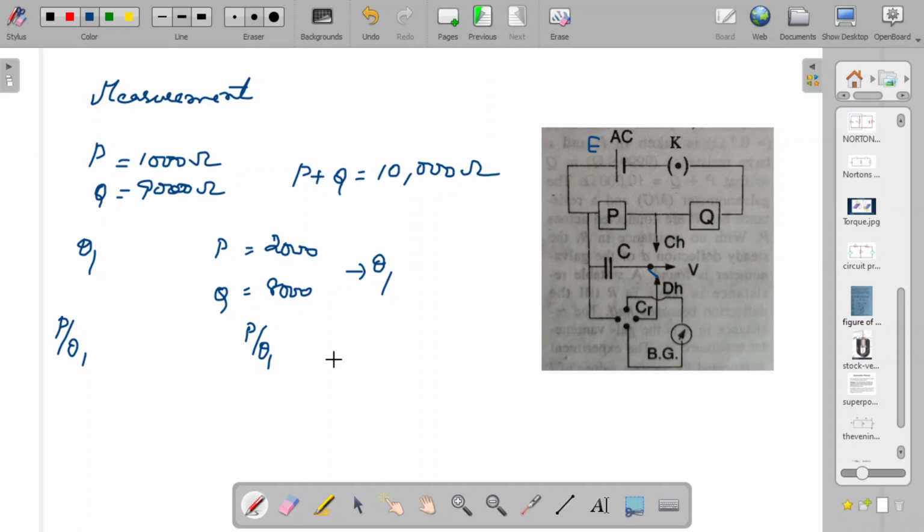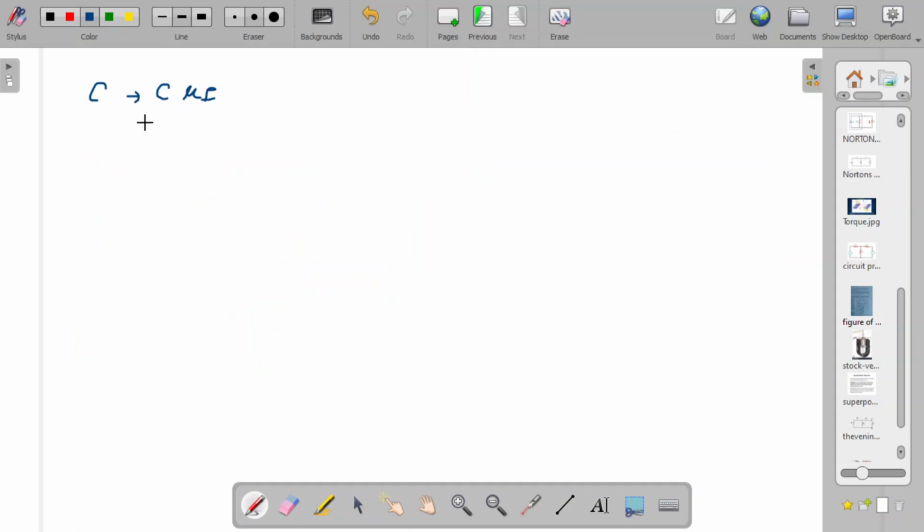Now we'll come to the mathematics of that. Let C microfarad be the capacitance of the capacitor which we use in the circuit. Now I can say the charge on the capacitor. You know that charge Q is equal to C times V, right? So the capacitance value I know, that is C. Now I have to find the voltage across the capacitor.